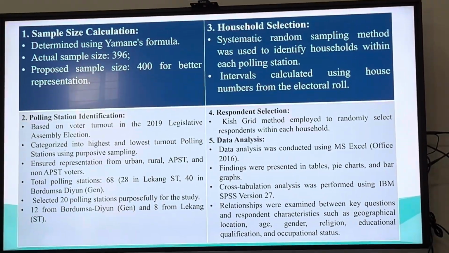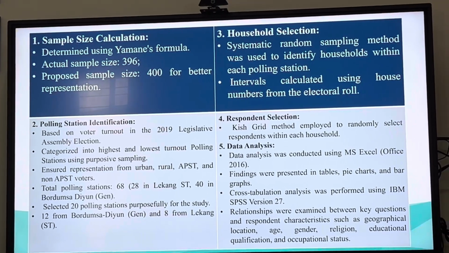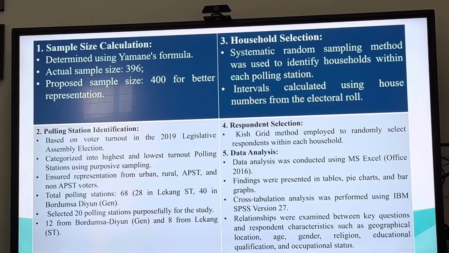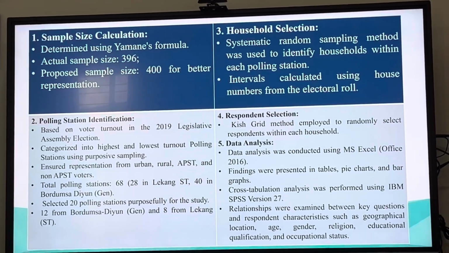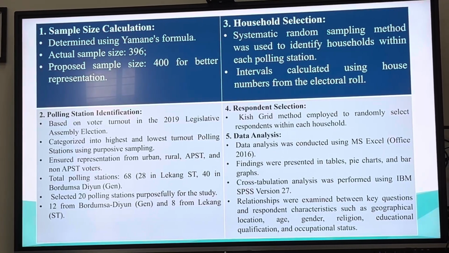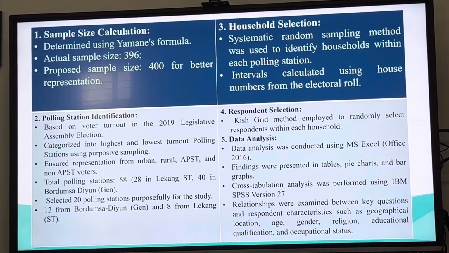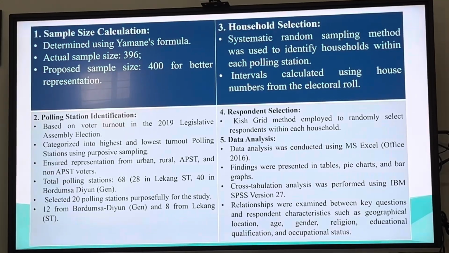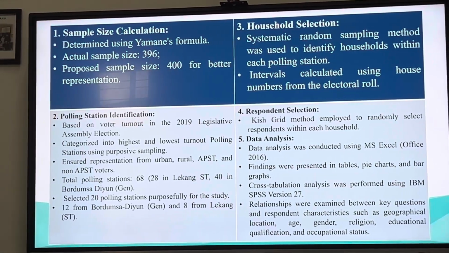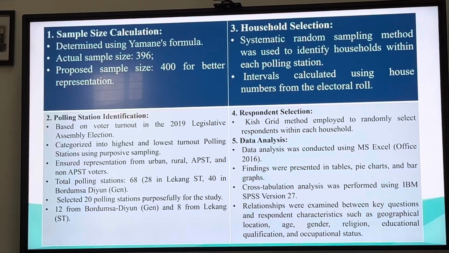The sample size was determined using the Yamane formula. The actual sample size was 396, but I proposed 400 for better representation. Polling stations were chosen based on the assembly election result of 2019, and they were categorized into highest and lowest voter turnout polling stations. And I tried to ensure the representation of urban, rural, APST and non-APST voters.